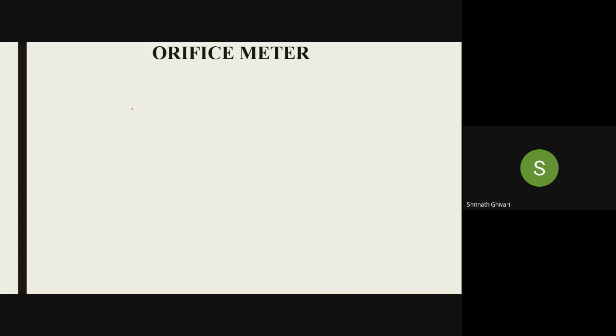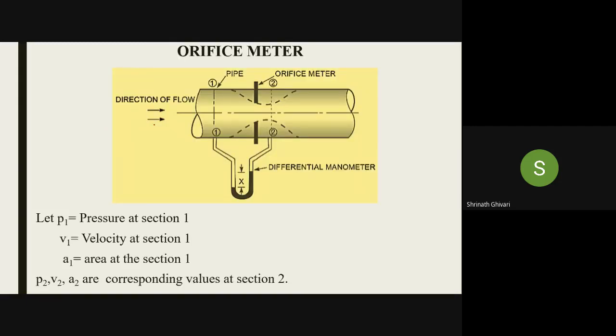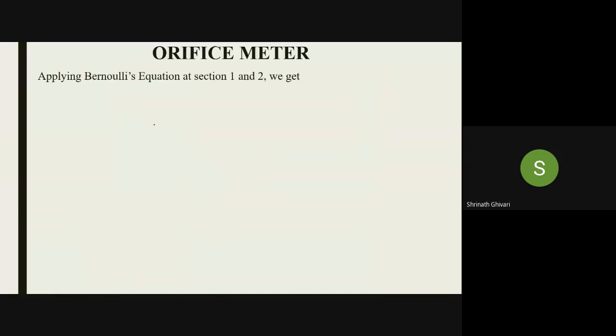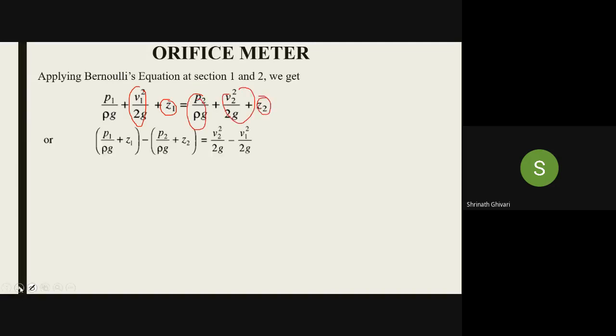Now we apply Bernoulli's equation at sections 1 and 2. What is the equation for Bernoulli's equation? Anyone? P1 by rho g plus V1 square by 2g plus Z1 equal to P2 by rho g plus V2 square by 2g plus Z2. Okay, this is the expression.